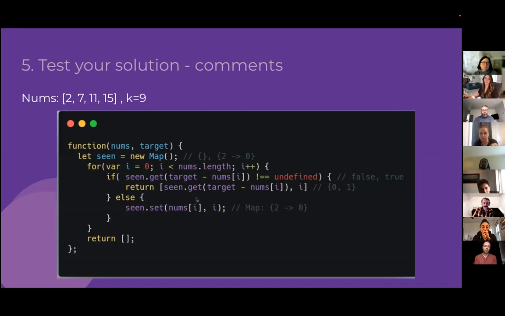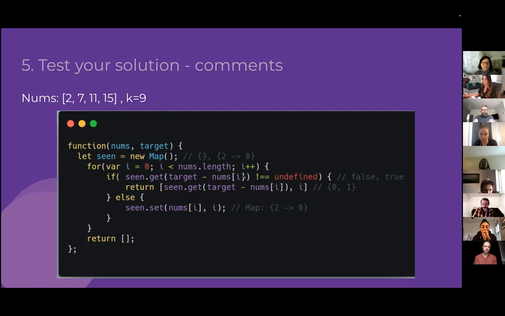Okay, so the first time around, the map just starts off as an empty object here. And then we start iterating. So at the first index, where num is going to equal 2, we check to see if the target minus 2, so 9 minus 2 is 7. Does that exist in the map yet? Nope, it doesn't, because it's empty. So we know this is going to be false. Then we go into our else block and we set in the map nums at i, which is that value of 2. So now the map is going to look like this.